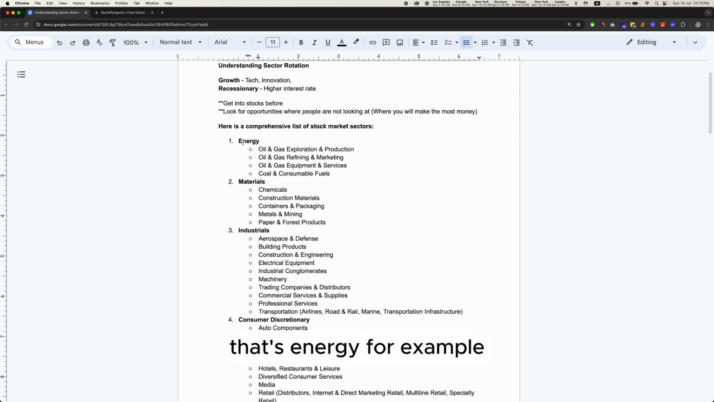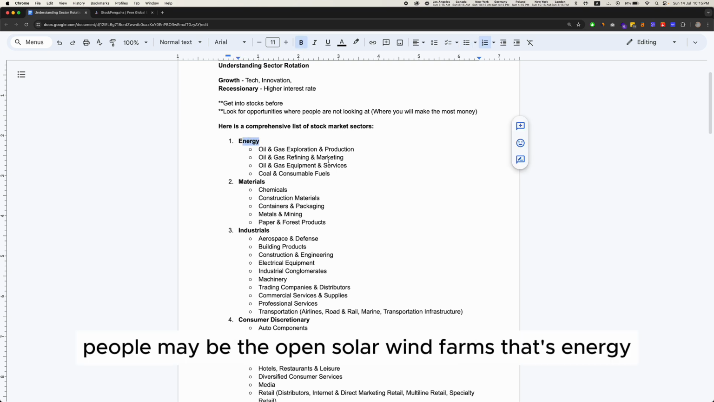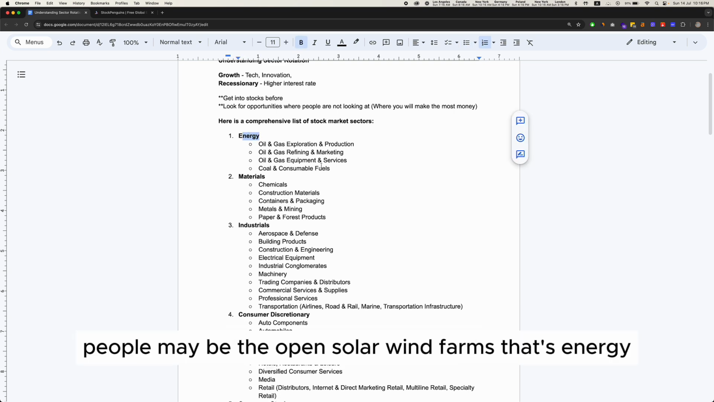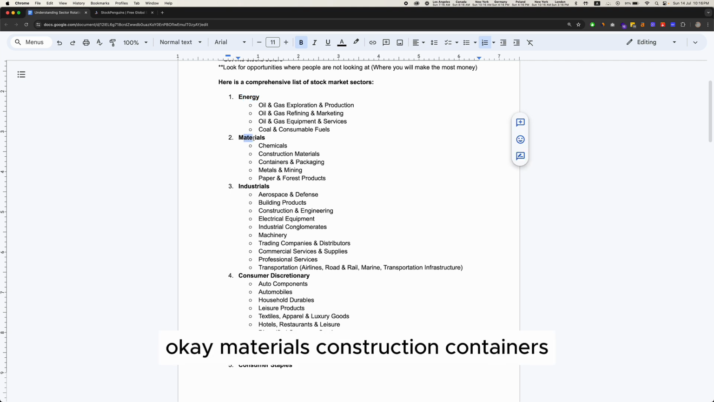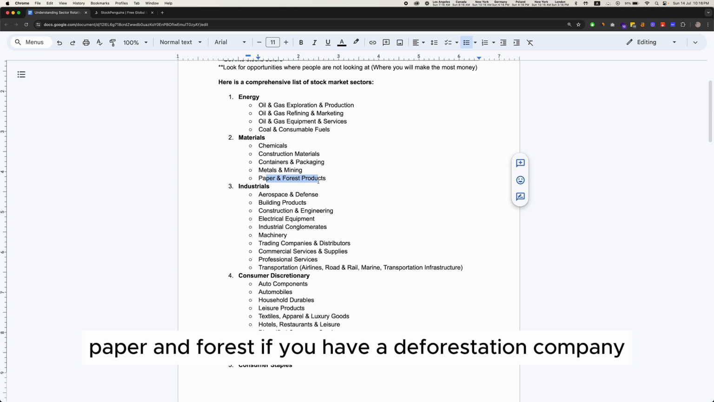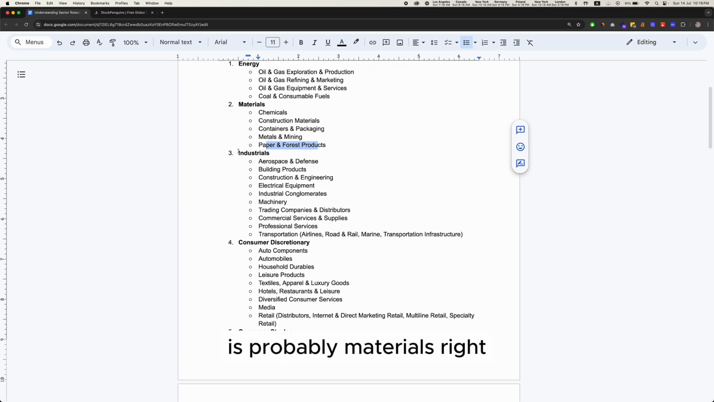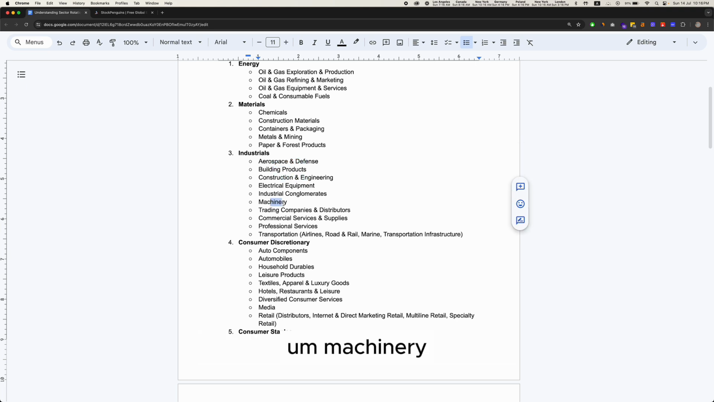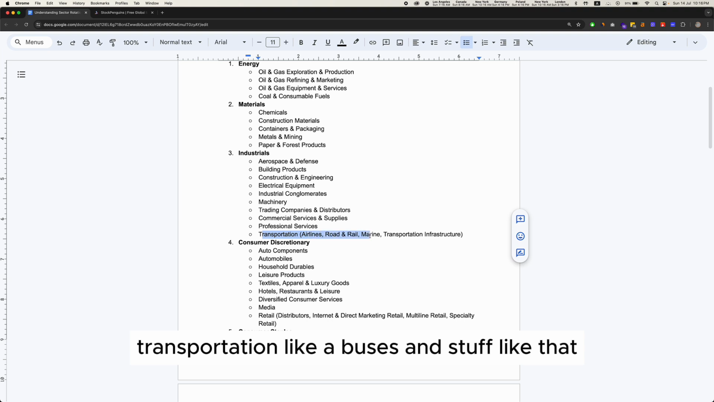There's energy, for example. So ExxonMobil, people who sell oil, stuff like that, right? Is energy, right? Maybe they open solar wind farms. That's energy. Okay, materials, construction, containers, packaging, paper and forest. If you have a deforestation company, it's probably materials, right? And then there's industrials. So aerospace is like Boeing, building products, construction, machinery, professional services, transportation, right? Like your buses and stuff like that.